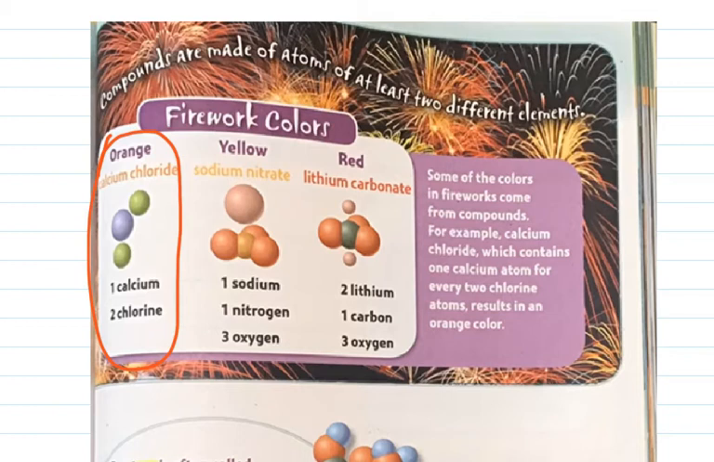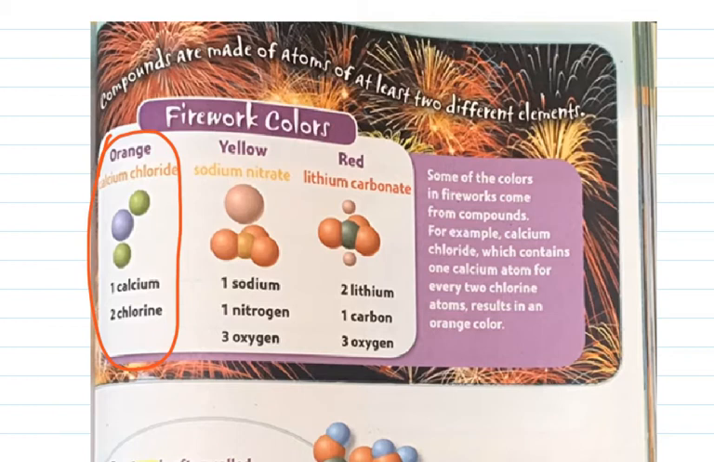Okie dokie. Let's look at yellow. What different elements make up the yellow color in fireworks? Now, we all love to watch fireworks on the 4th of July. That's what I just think of as 4th of July when we see fireworks. Anywho, let's look at what makes up that yellow color.